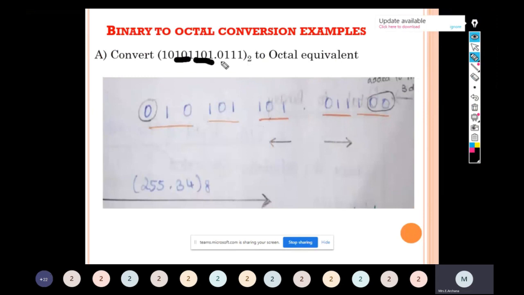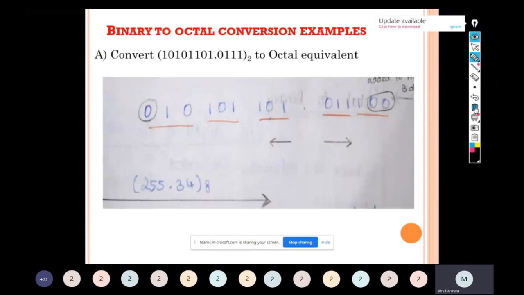And then for the fractional part, 011 is one group, then 1 is there, so we add 2 zeros to make 100. Now we are going to convert. 010 will have the octal number 2, 101 belongs to 5, another 101 belongs to 5. 255.34 is the answer for this question. So this is the conversion from binary to octal.